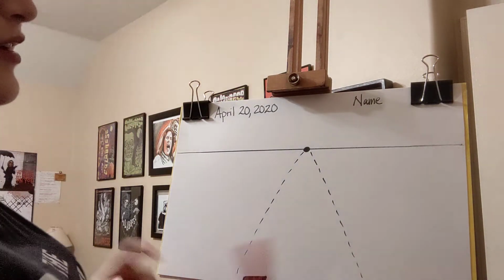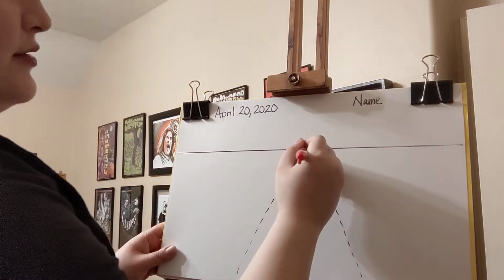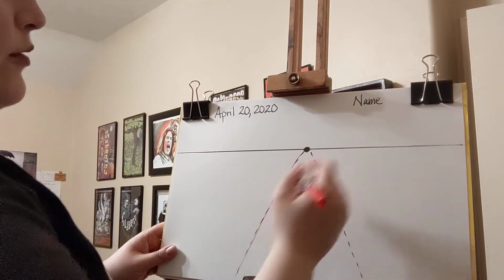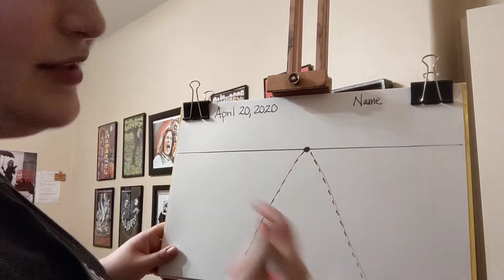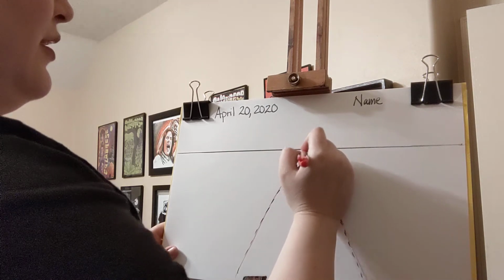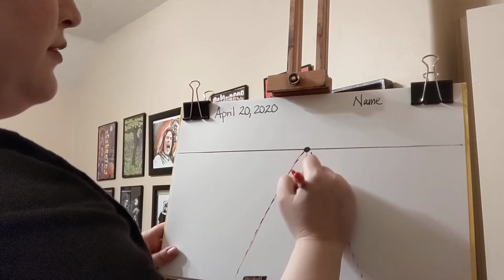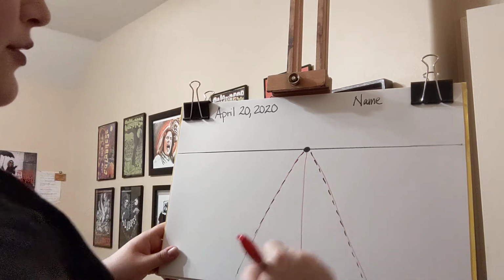So I'm going to use this as the road, like a road that kind of fades off into the sunset, and it's going to be a two-way road.